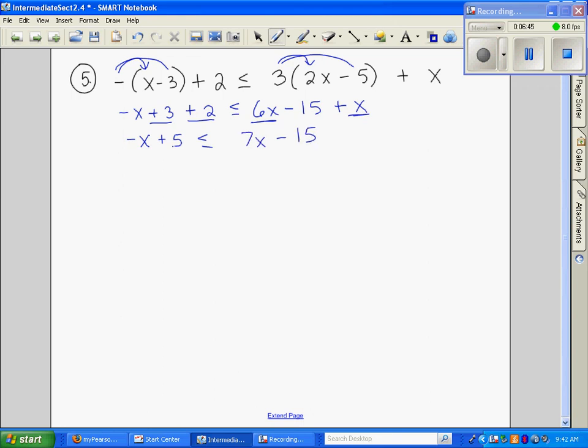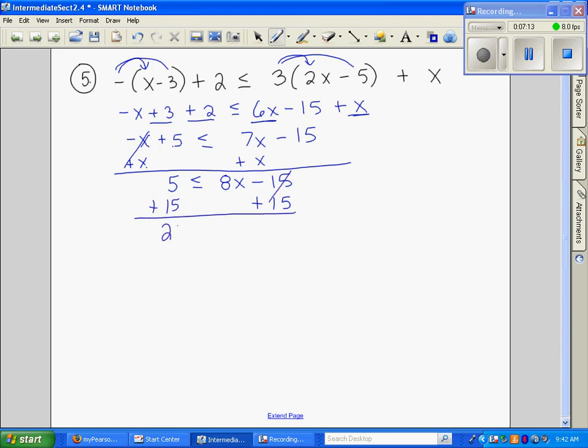Now I'm going to try to move all variables on one side. You just start with the smaller variable and do the opposite of it. Whatever you do to one side, do to the other. Once again, our goal is to get the variable by itself, so I'm going to move 15 over by doing the inverse of it. Add 15 to both sides. 20 is less than or equal to 8x. Divide both sides by 8.